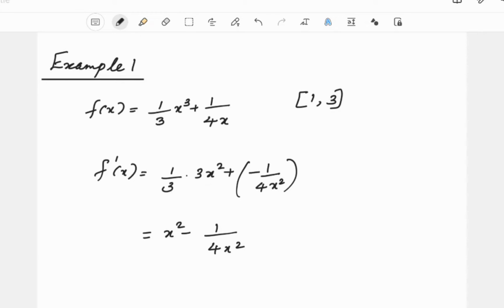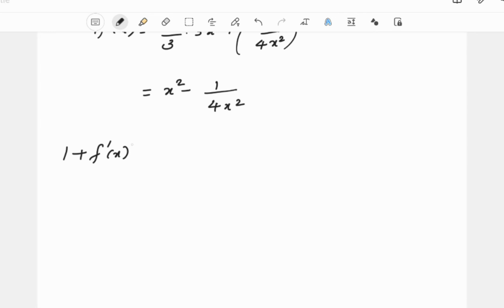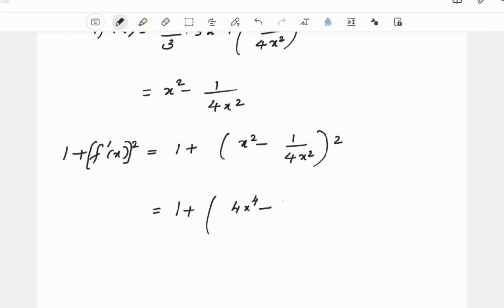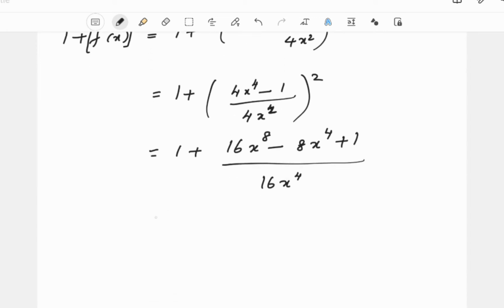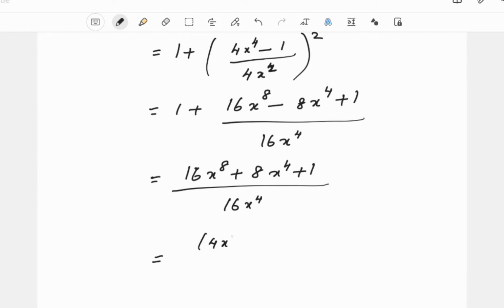Now we can find 1 plus f dash of x the whole square, and that's equal to 1 plus x square minus 1 by 4x square the whole square, that's equal to 1 plus (4x raised to 4 minus 1) the whole divided by 4x square the whole square, and that's equal to 1 plus (16x raised to 8 minus 8x raised to 4 plus 1) the whole divided by 16x raised to 4, and that's equal to (16x raised to 8 plus 8x raised to 4 plus 1) the whole divided by 16x raised to 4, and the numerator is a perfect square, (4x raised to 4 plus 1) the whole square divided by 16x raised to 4.